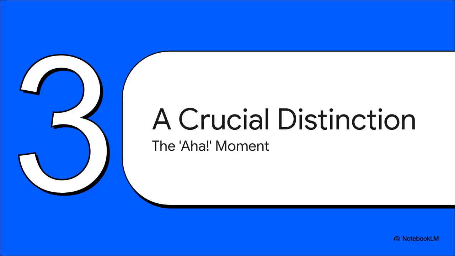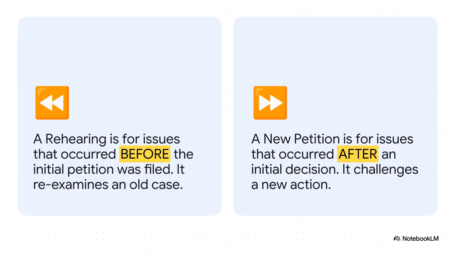And that one little word, after, that's what brings us to the heart of this whole thing. This is the big aha moment. It's a really crucial legal distinction that, honestly, changes everything. And here is the rule that makes all the difference. Basically, in this legal system, you've got two different tools for two very different jobs. A rehearing is for stuff that happened before the original decision. It's like asking the judge, hey, can you please take another look at the original case? But a new petition, that's for brand new problems. Things that pop up after the decision has already been made.